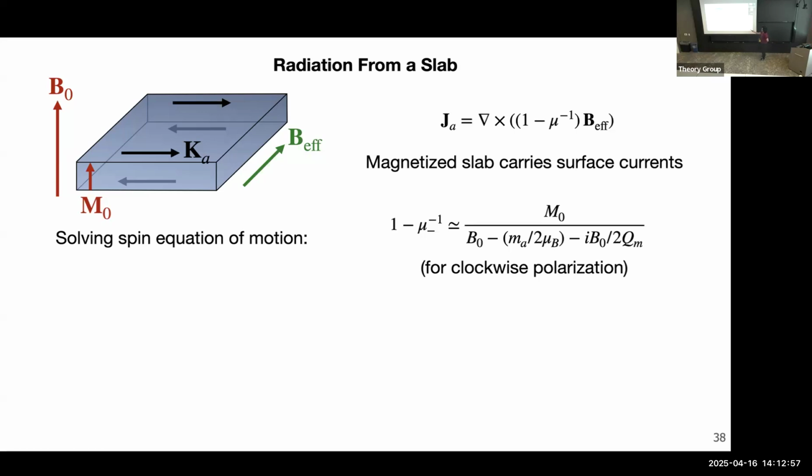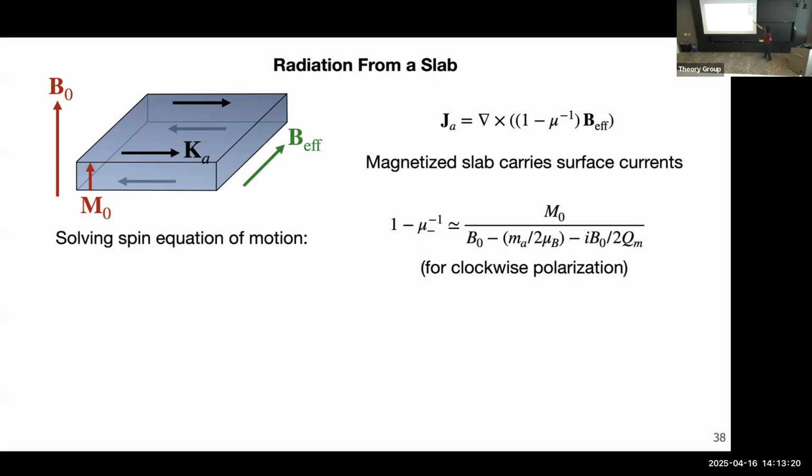So they precess, and there's a damping term. And also, you have to take into account that the permeability is a tensor. And so it treats, for example, the clockwise and counterclockwise polarization differently. But once you solve all that stuff out, then here's what happens. I'm going to take the 1 minus mu inverse for the clockwise polarization only, because that's the one that gets enhanced. That's the way that this thing wants to rotate. And when you solve the equations, this is what you get.